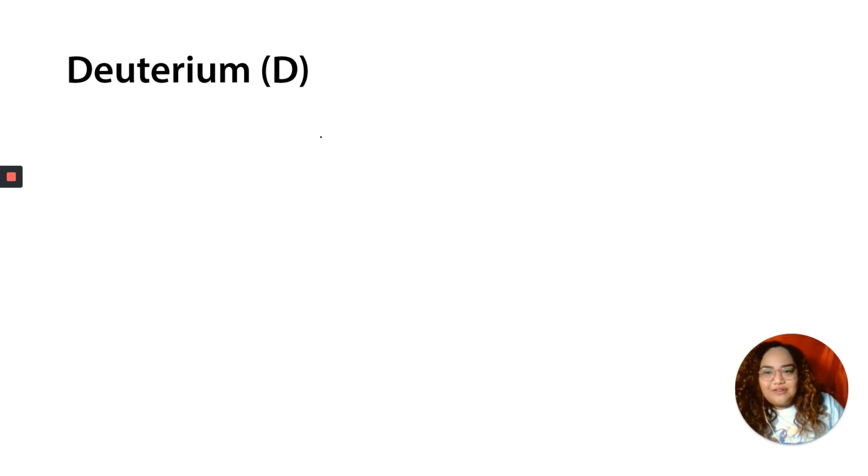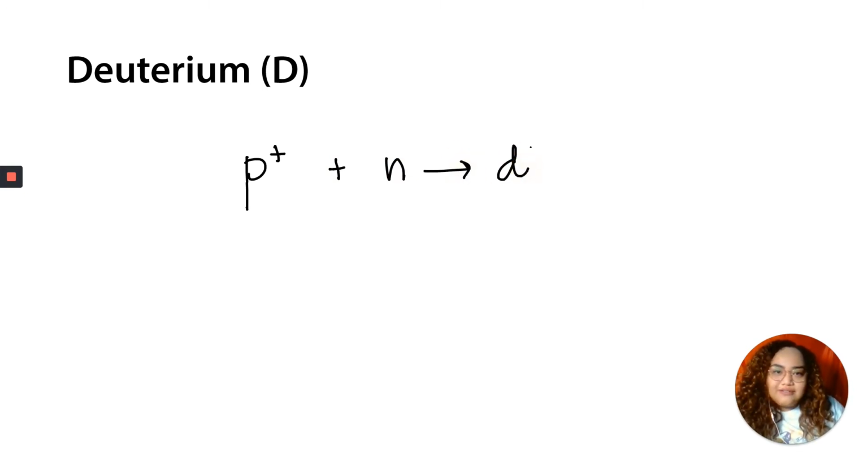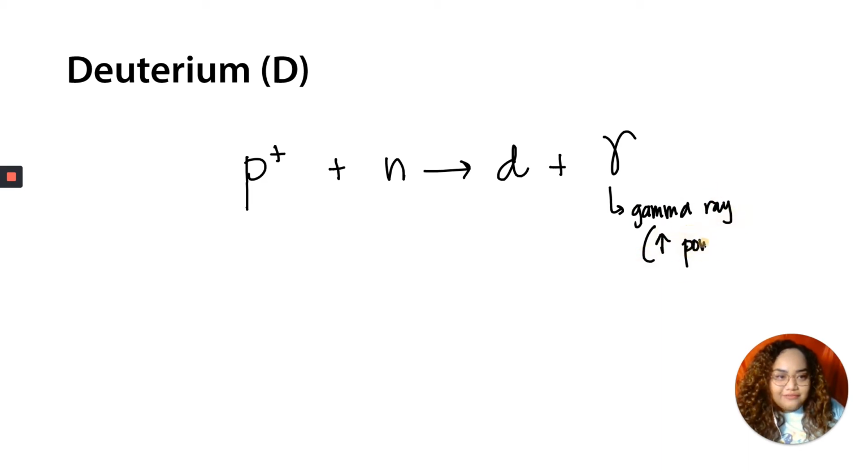Deuterium is an atom that consists of a proton and a neutron. So basically that, and then you will produce deuterium. Now, when this happens, this is a nuclear reaction. You will also produce high-powered photons, and we will add there your gamma rays. So this is your gamma ray, or your high-powered photon.